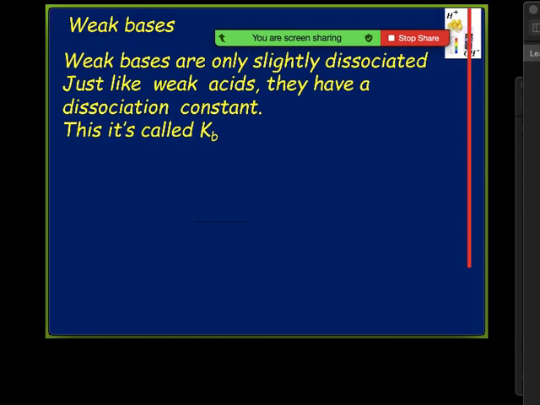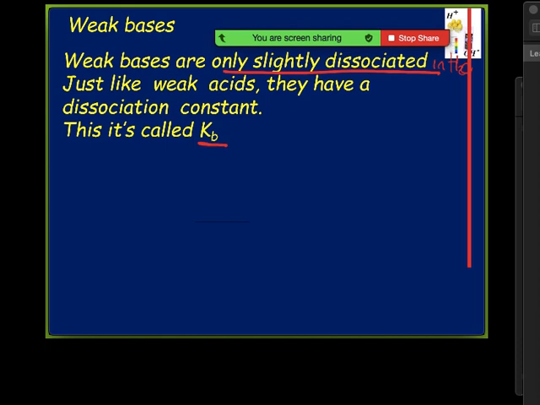Just like our weak acids, they're only slightly dissociated in water. They will always have a dissociation constant, except this time it's going to be called Kb because it's to do with bases. And then you just have to adjust your equation to suit that.